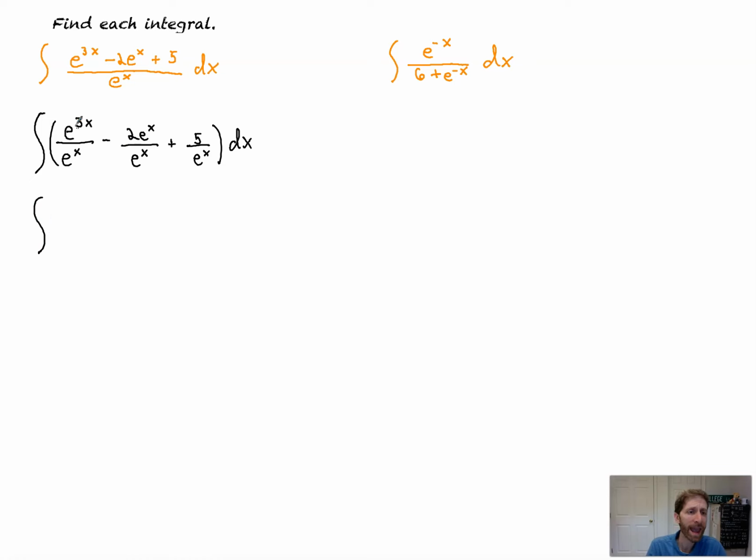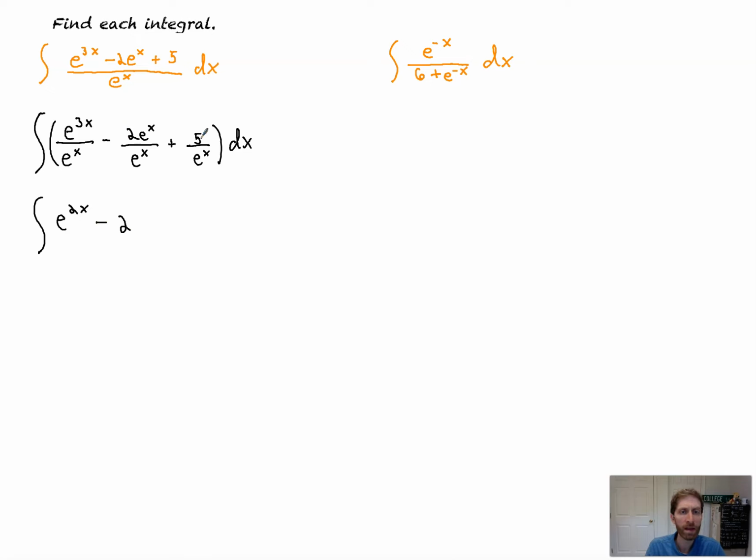So now I'm essentially going to simplify this and set myself up for antidifferentiation. When you have the same bases and you divide them, you subtract the exponents. So you'd have e to the 3x minus x, which is 2x. Then you've got your minus here. The same number divided by the same number is just going to be 1, so you're left with 2. This is going to be 5e to the minus x.